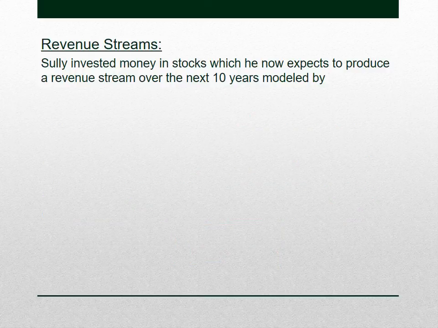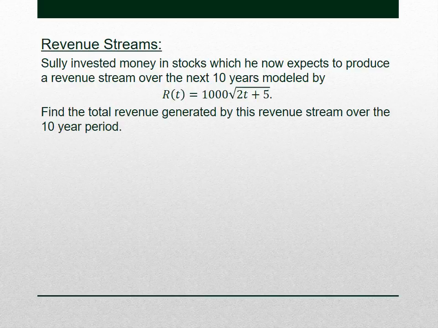So let's look at an example of that. It says Sully invested money in stocks, which he now expects to produce a revenue stream over the next 10 years, modeled by r of t is 1,000 times the square root of 2t plus 5. So here t is the number of years, where t equals 0 is right now, t equals 5 would be 5 years from now, etc. Right, so this says find the total revenue generated by the revenue stream over the 10-year period.